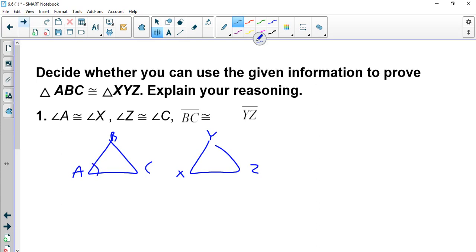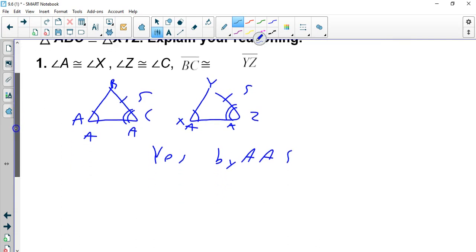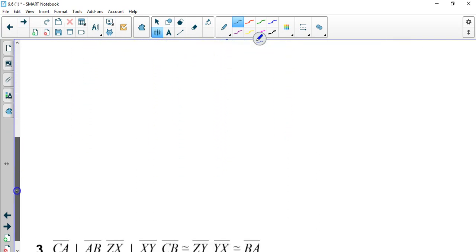A is congruent to X. Z is congruent to C. And BC is congruent to YZ. Then we label AAS, AAS. So the answer is yes by angle, angle, side. Remember, if I go too fast, you can always hit pause.